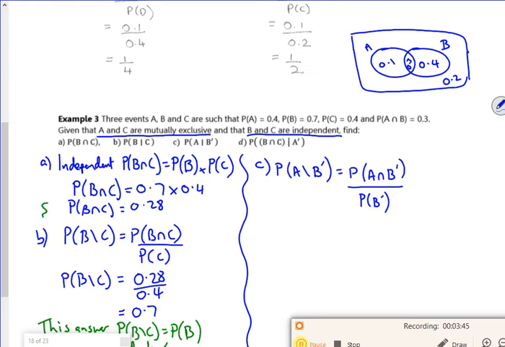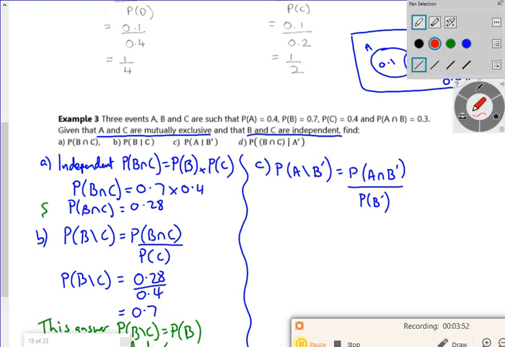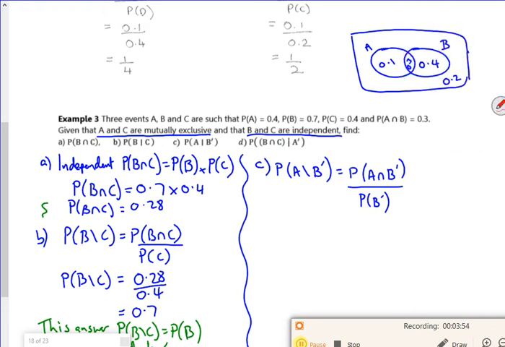So I want A and not B. So A and not B, oh, I've done it again. You're changing the size by pressing the wrong button. A and not B is just this part here, if you work it out. So that would be 0.1. And I'm choosing out of not B. So not B is 0.3. Check that. There. So not B will be 0.3. So that's just a third, isn't it?